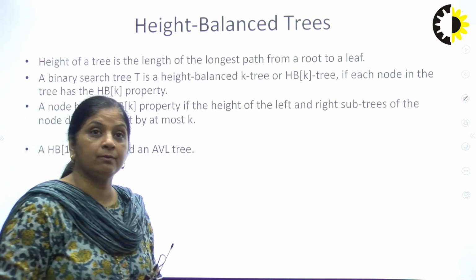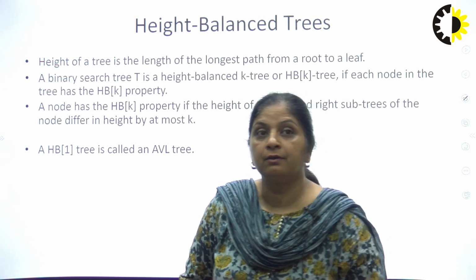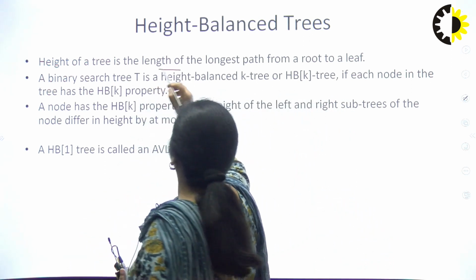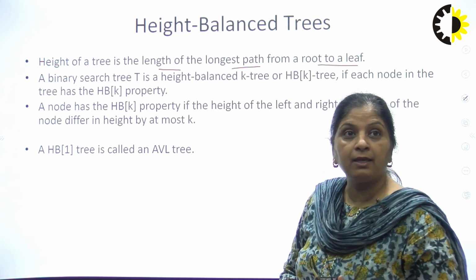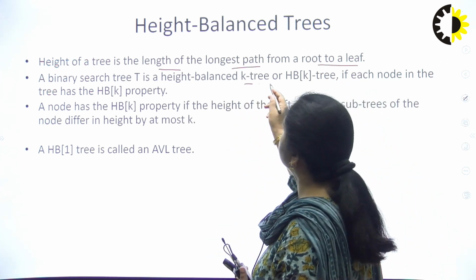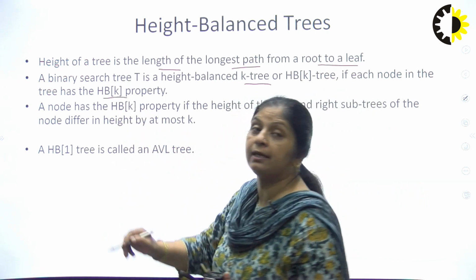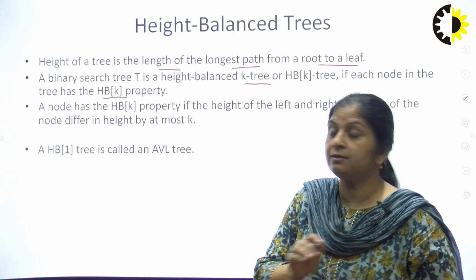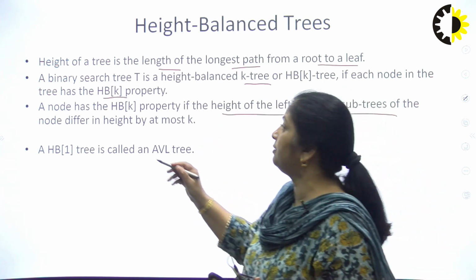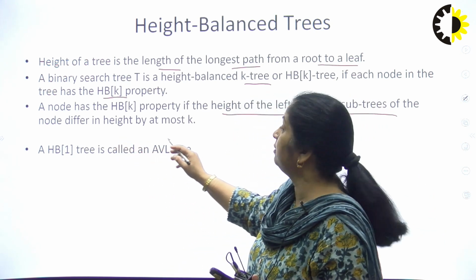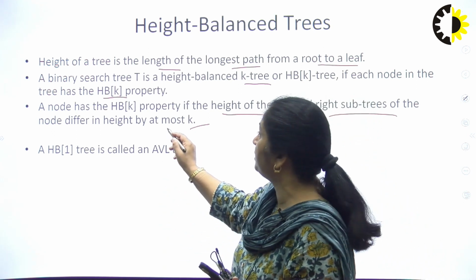Height balanced tree. We know that height is the longest path from a root to a leaf. So if we have a height balanced K tree, it means it has the property of HB(K). It means the difference between the left subtree height and the right subtree height does not differ by more than K. It means the distance must be at most K.